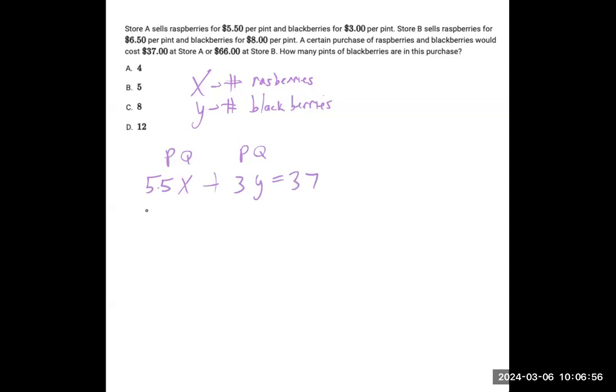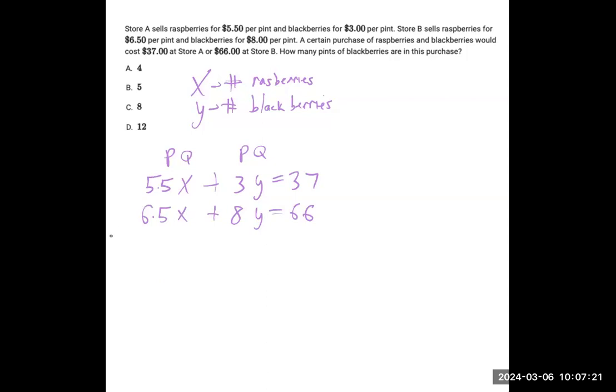For store B, we've got the prices at $6.50 for each raspberry and $8 for each blackberry. And that price is going to come out to 66. So now we've got two equations and two variables, and we can start solving. We need to know the number of blackberries, which is Y. So ideally, we'd want to get rid of X first.